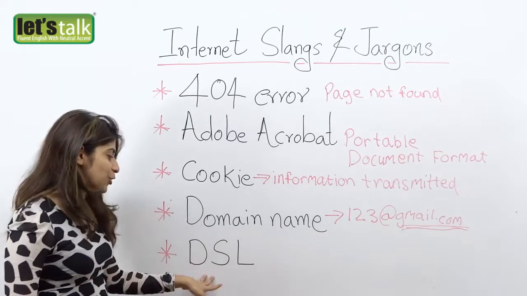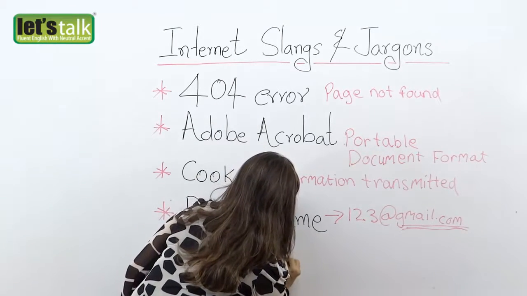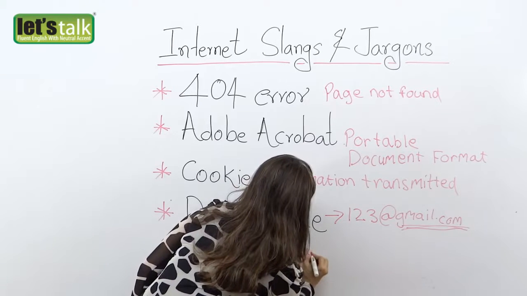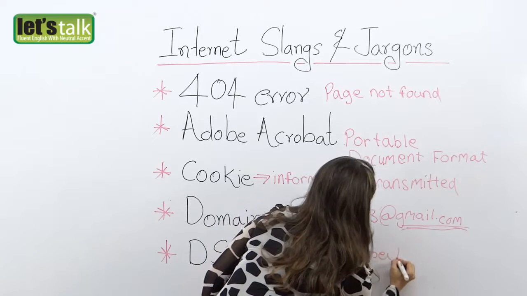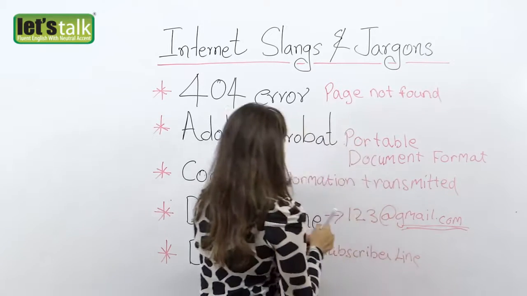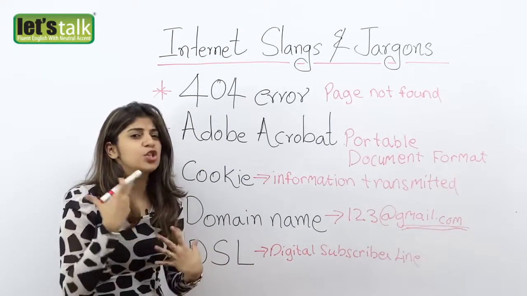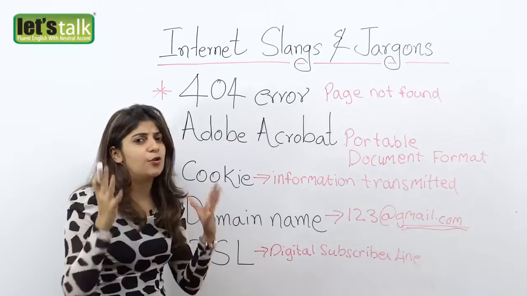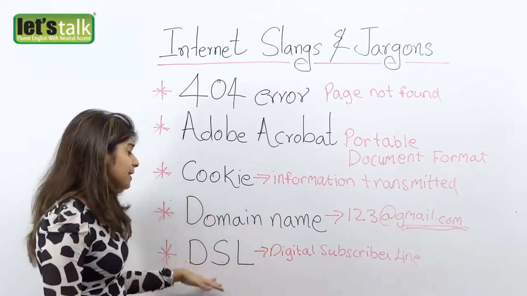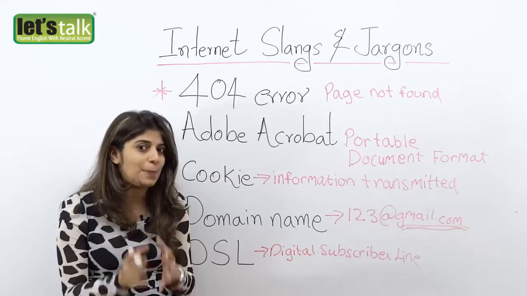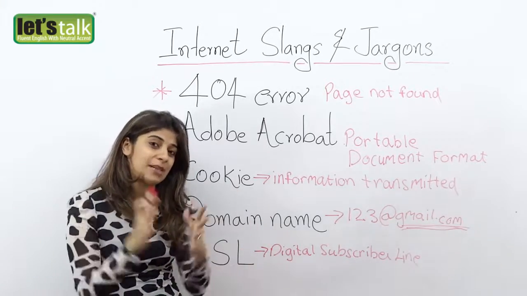Okay, the next one that we have is DSL. DSL is an abbreviation for digital subscriber line. And what exactly it is: an instant network connection, and it is 25 times faster than your regular phone internet connection that usually people have. Okay, so DSL is excellent. This technology is too good because it allows your phone lines as well as internet to work simultaneously.